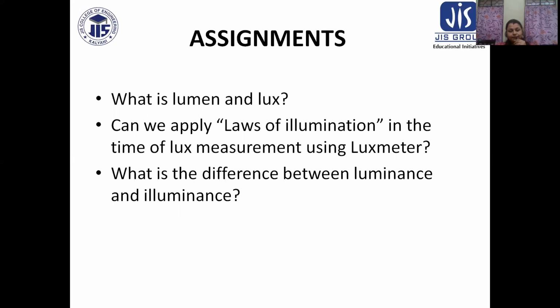Now, what is the difference between luminance and illuminance? Both words are very similar to each other, but they are not the same. Luminance means brightness and illuminance means the light distribution in a particular area. That means F by A, that is luminous flux by area. So try to solve these assignments.